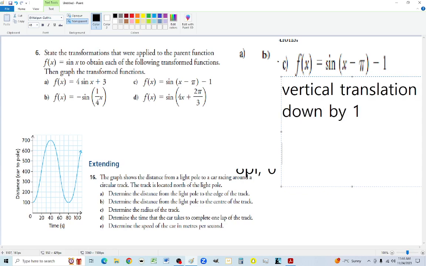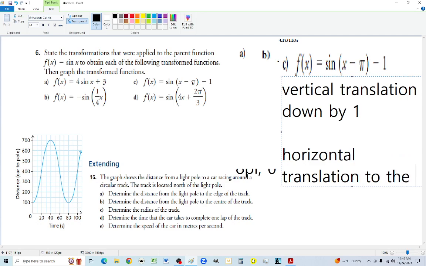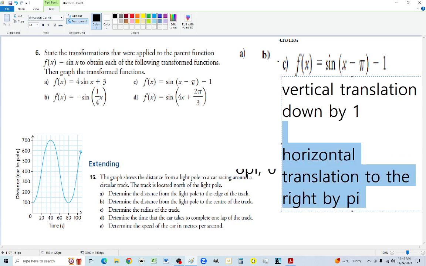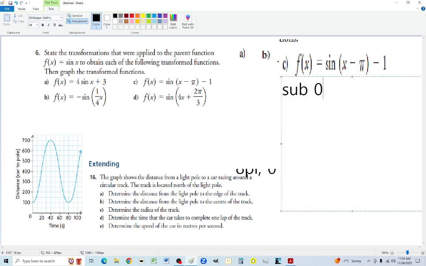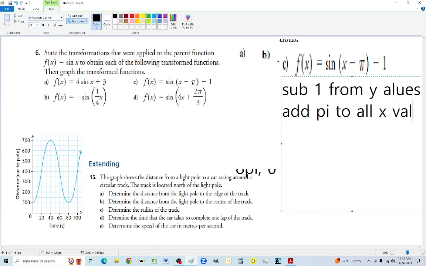And then the x values, there's a horizontal translation to the right, not to the left, by pi. Which means we subtract 1 from all y values, and we add pi to all x values. If we look at our standard things, and we start with 0, 0, we subtract 1 from the y, and we add pi to it. That means we start at pi, comma, minus 1. By the way, the new axis is at y is equal to minus 1.